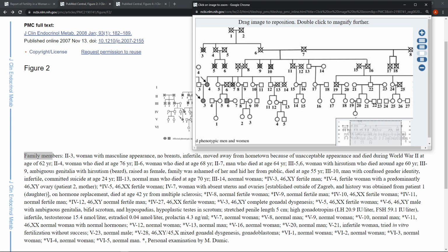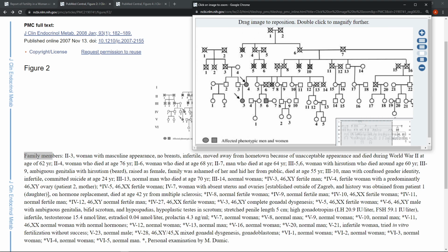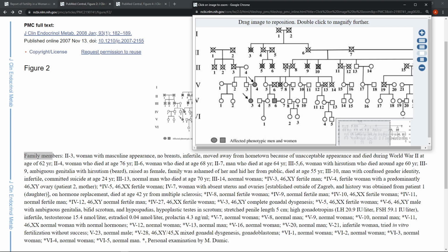So we go to generation 4. 4-3. This is the dad of the original patient. 46XY, fertile man. Typical man, apparently. 4-4 was a fertile woman with predominantly XY ovary. This is patient 2. This is the person we're interested in, this overall history. 4-5. So this is patient 2's sister.